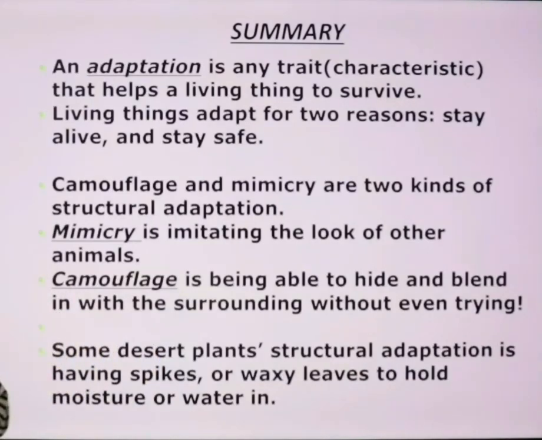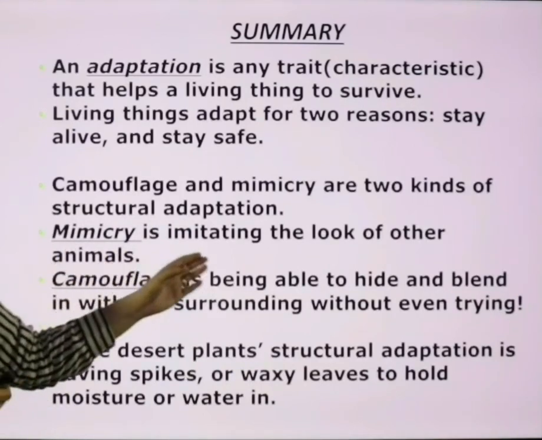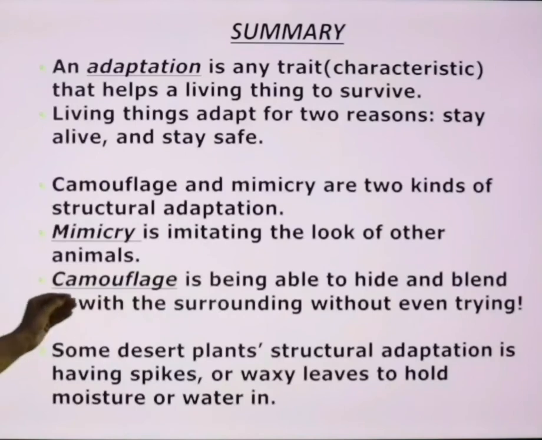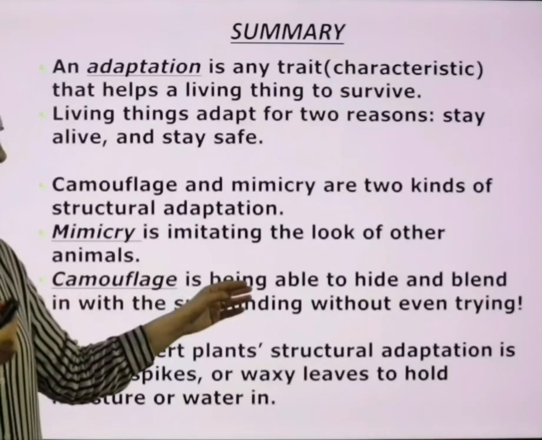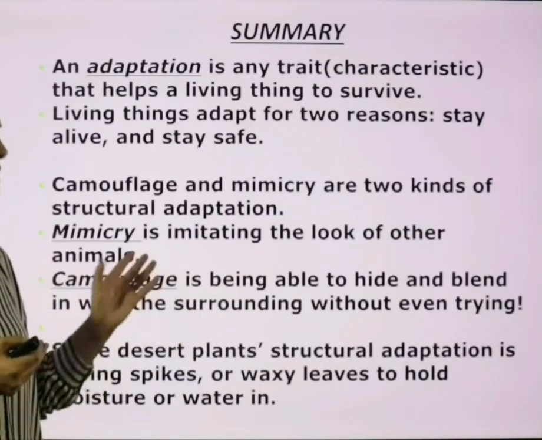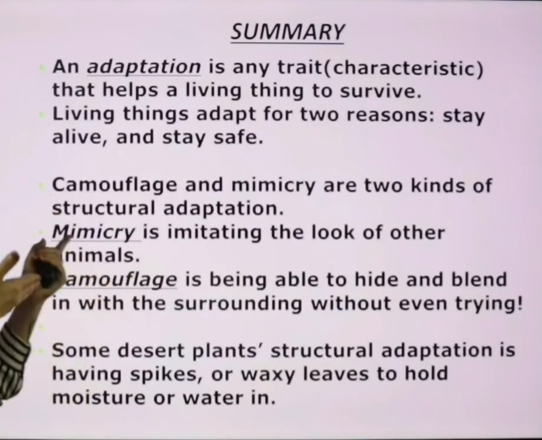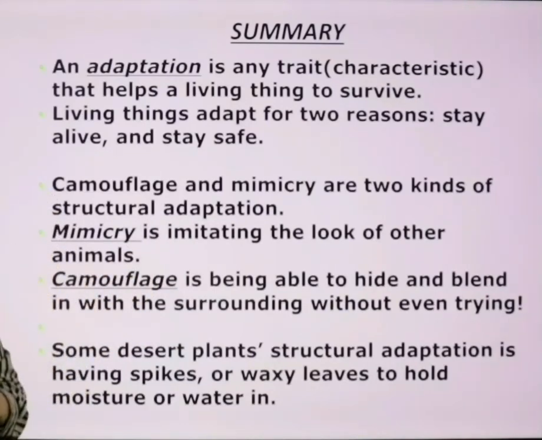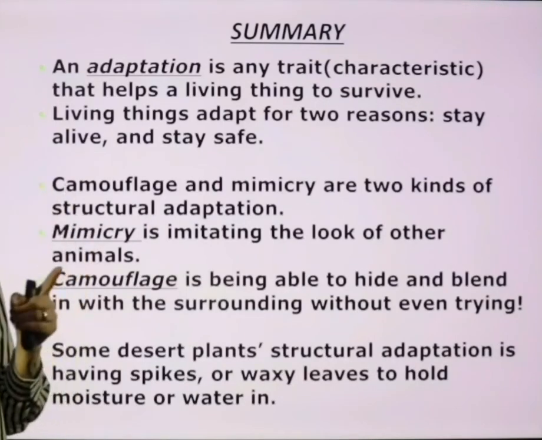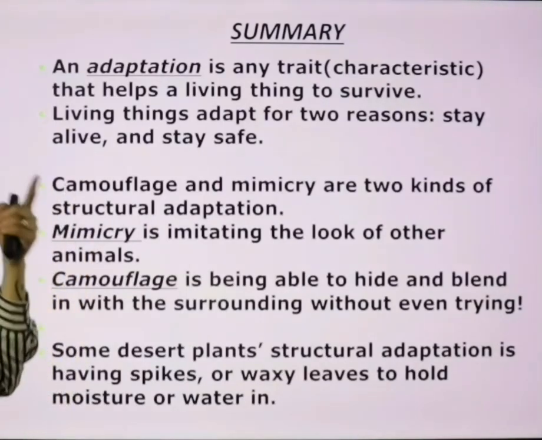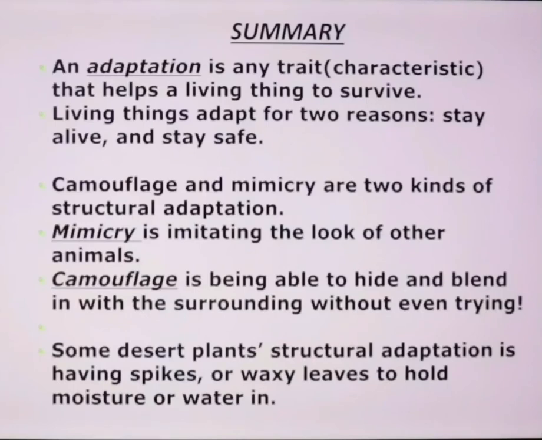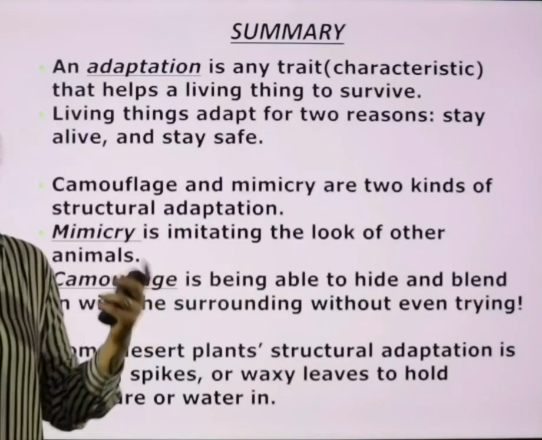The viceroy is mimicking the monarch butterfly's shape. Camouflage is being able to hide and blend in with the surroundings without even trying, just like the octopus, just like the gecko, just like the butterfly that blends in with the tree. So this is camouflage, blending in with the surroundings or nature. Some desert plants' structural adaptation is having spikes or waxy leaves to hold moisture or water in.